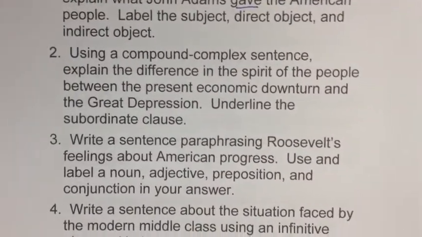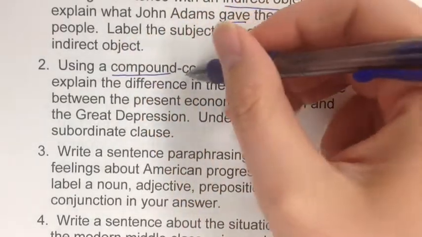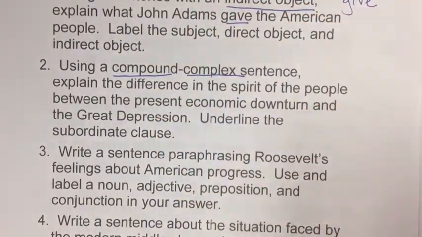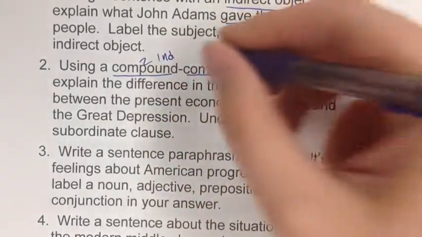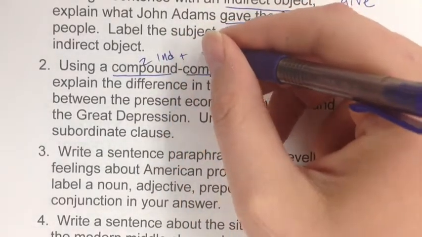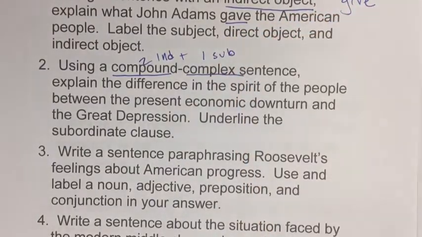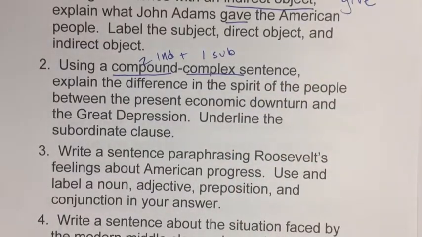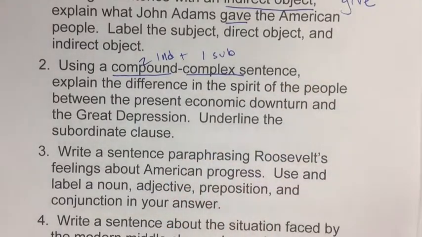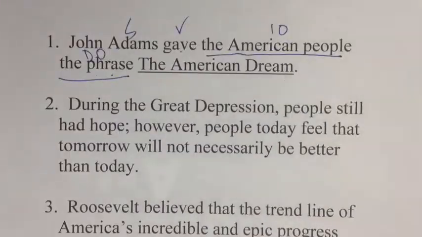Number two. Number two is compound, complex. Now compound means two independent plus at least one subordinate. So there will be two sentences that could stand alone and at least one that cannot. And we have to talk about the difference in the spirit of the people between the present economic downturn and the Great Depression. And we have to underline the subordinate clause. So here's my sentence.